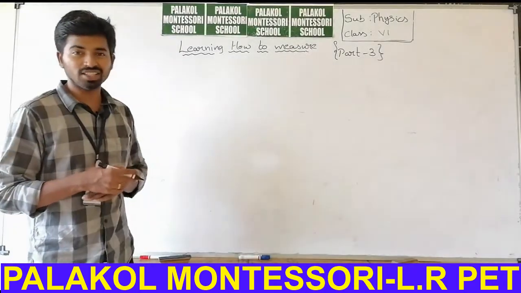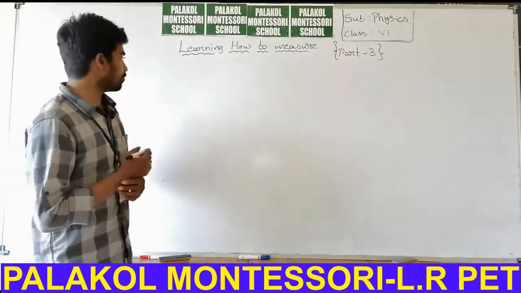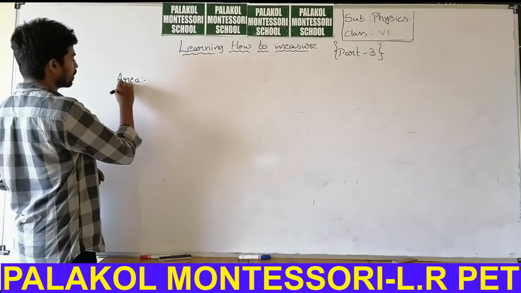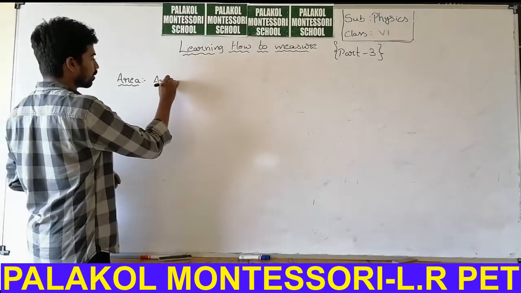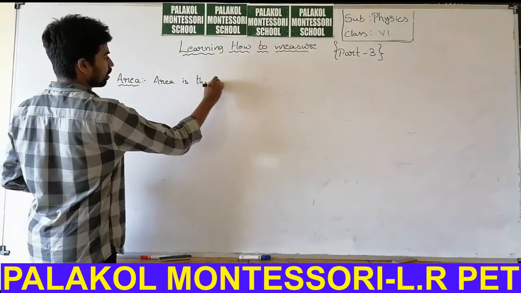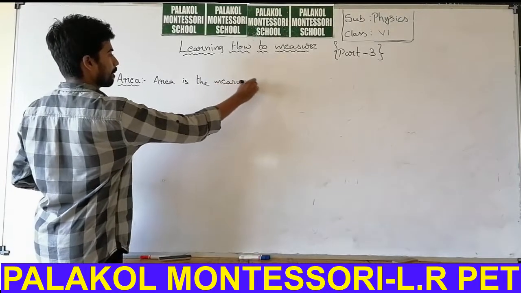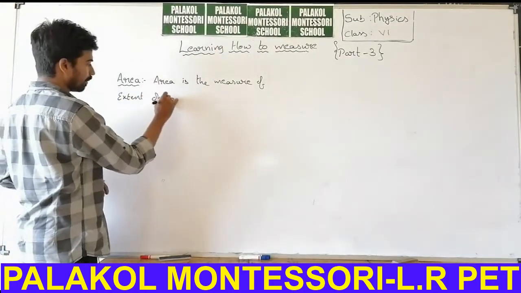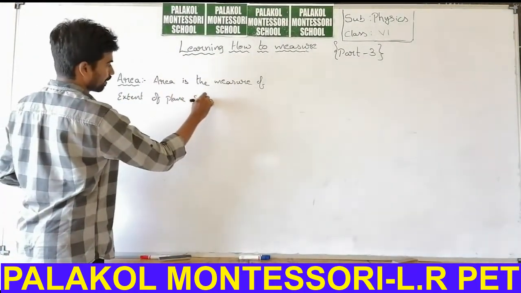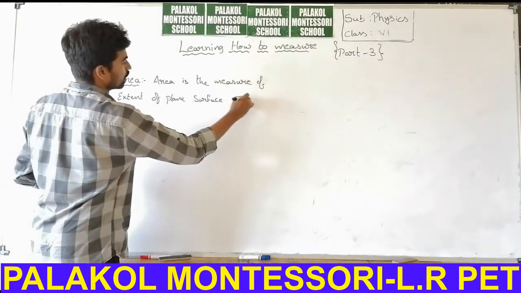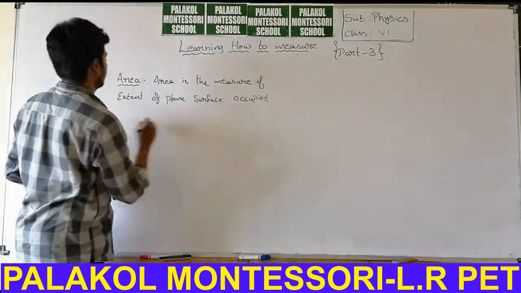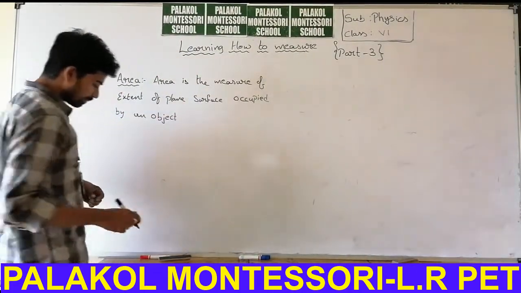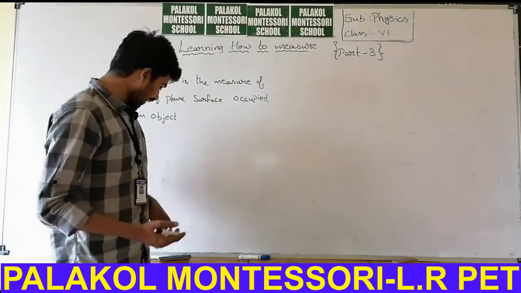Till now we have seen how to measure lengths. Now we are explaining about areas. What is an area? Area is the measure of extent of plane surface occupied by an object. So area is nothing but the extent of space occupied by an object.